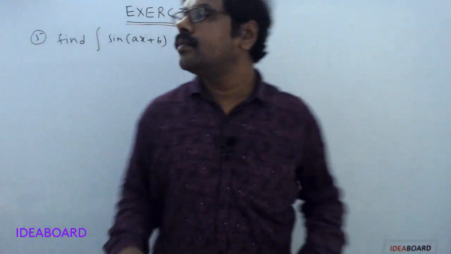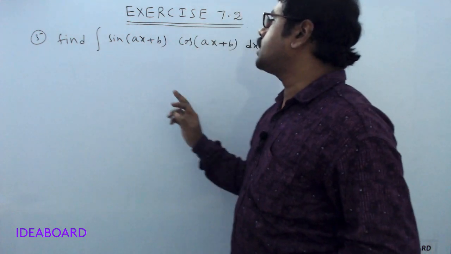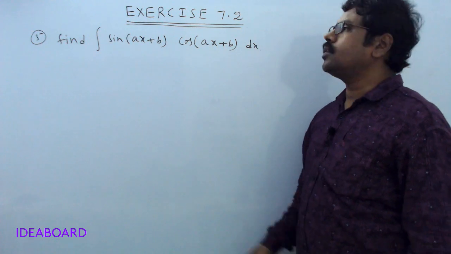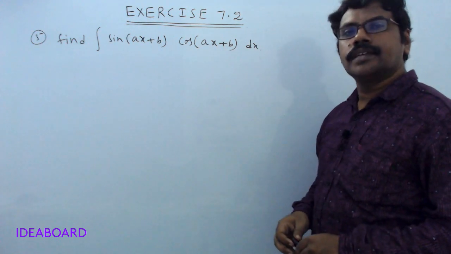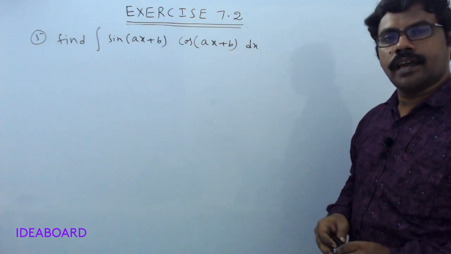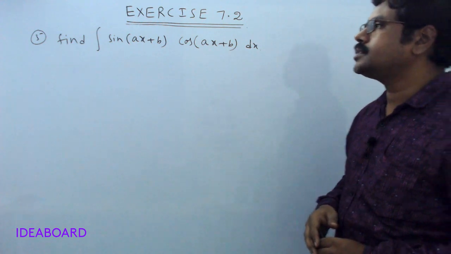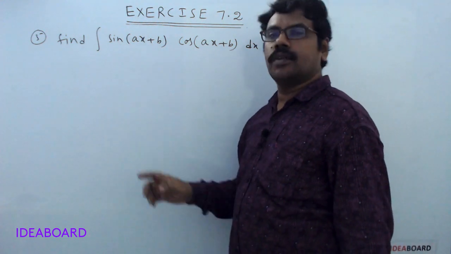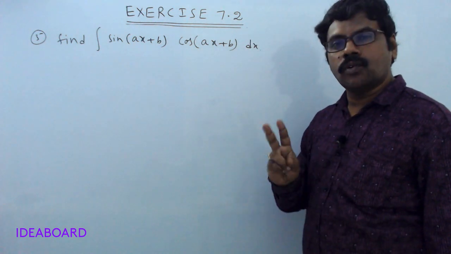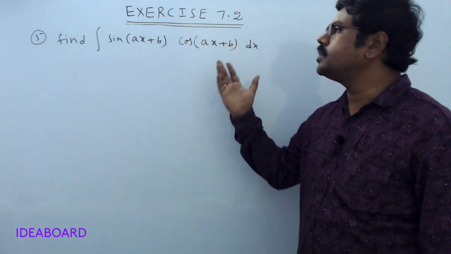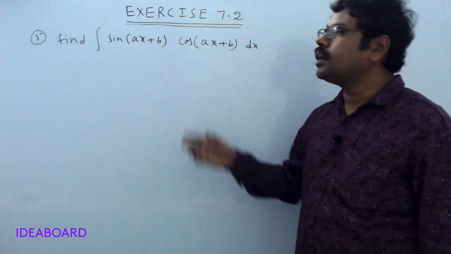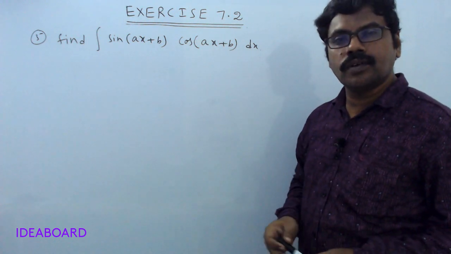Now come to the next problem. Find integral sin of ax plus b into cos of ax plus b dx. Now we can integrate this problem by substitution method. Now what is our substitution in this problem? Here you can take the substitution as either sin of ax plus b equals t or cos of ax plus b equals t. So in two ways you can take the substitution in this problem.